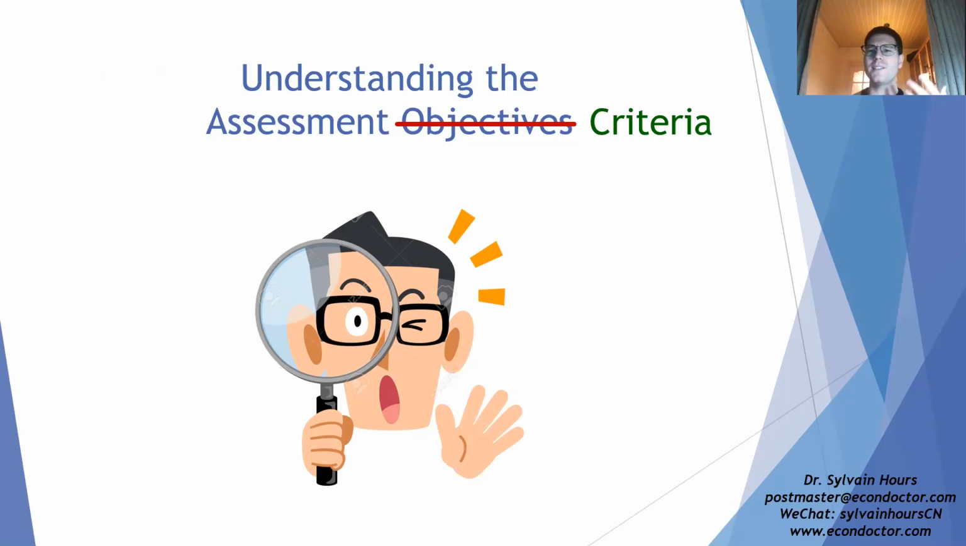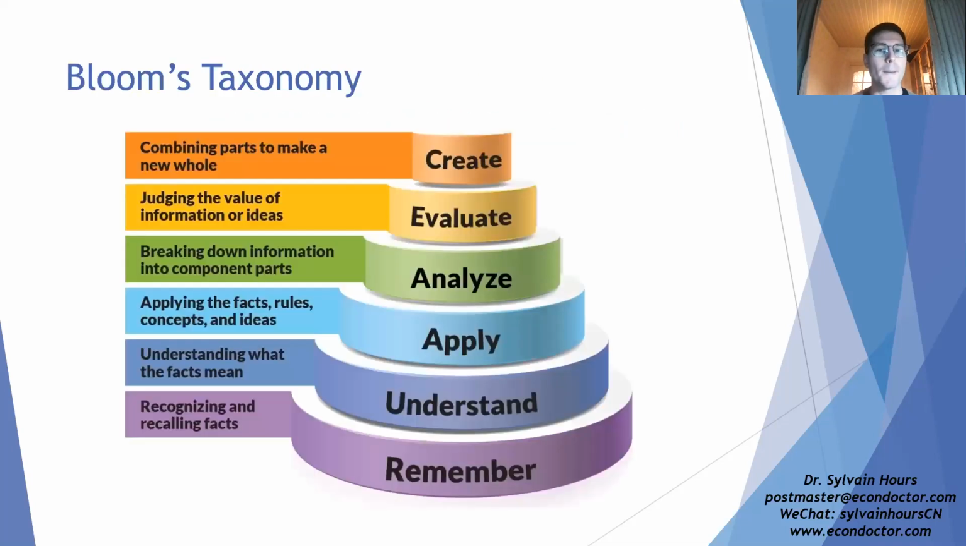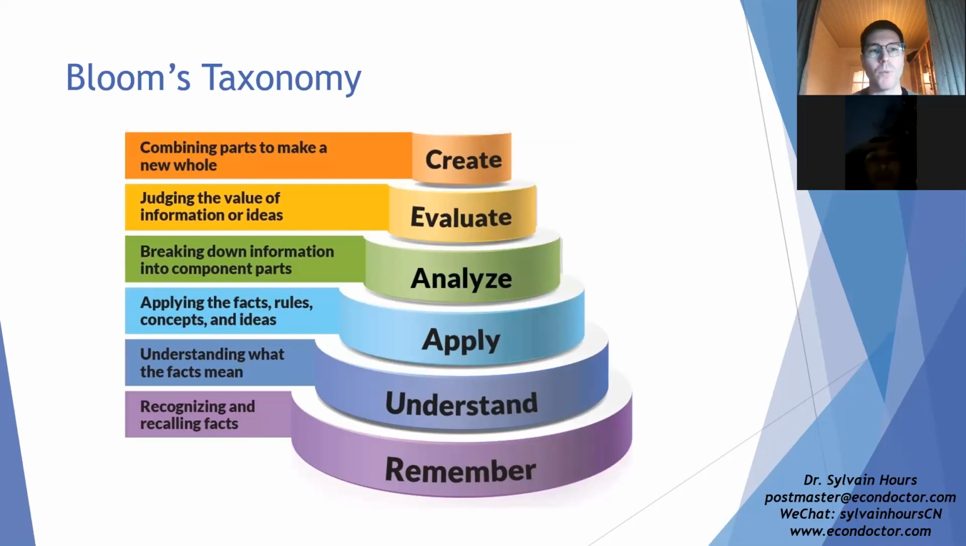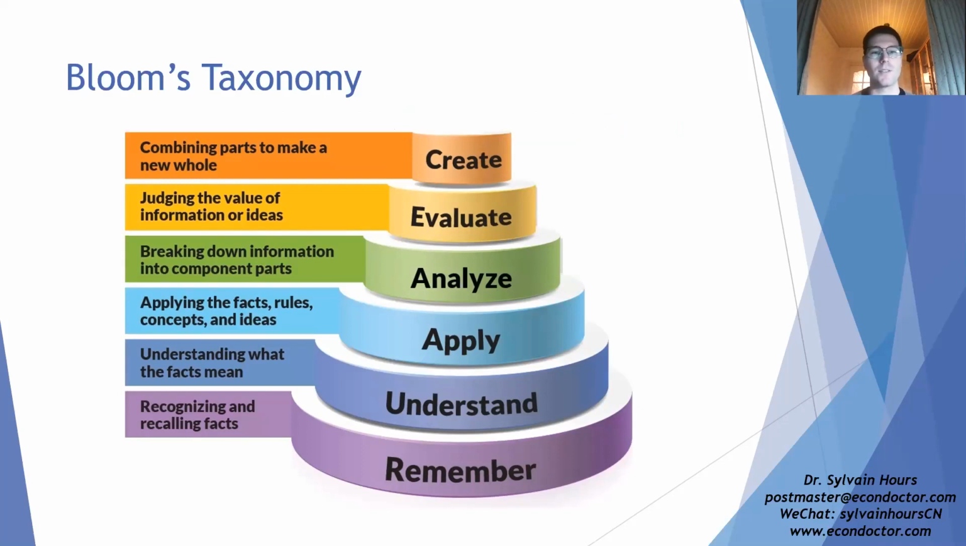So you should really see these assessment objectives as criteria that the examiners will use when assessing, when marking an essay. And you know that currently they are based on what we call Bloom's taxonomy. And this is not only for Cambridge. If you look at IB, for example, this is essentially the same thing, where you have these different skills that students are expected to acquire.